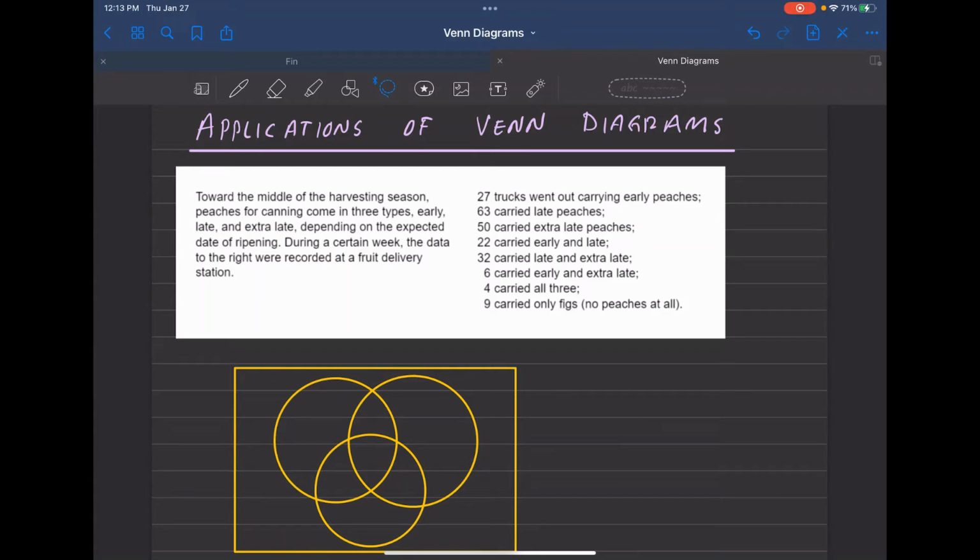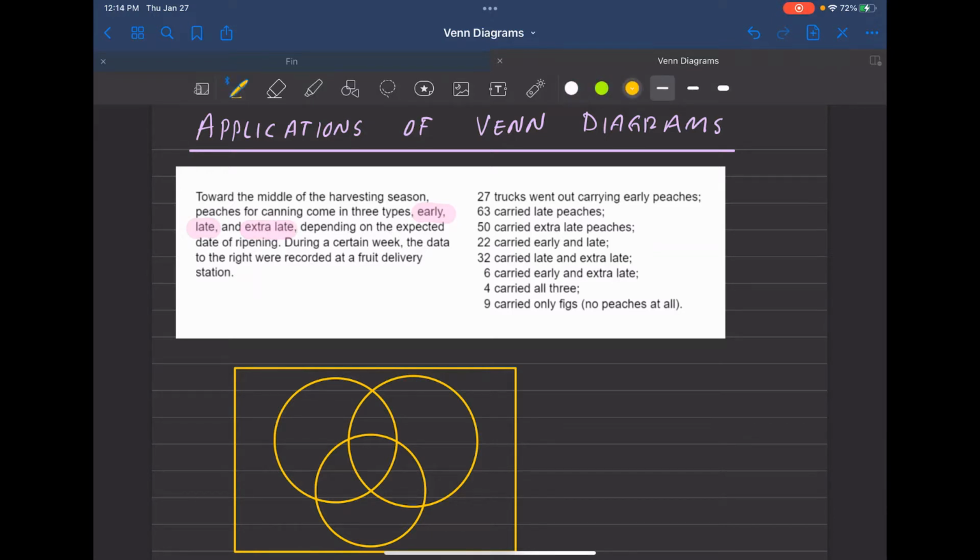Alright, so in this video we're going to do applications of the Venn diagrams. So here I have a scenario and we're going to construct Venn diagrams with 3 sets based on what's been given to us. So towards the middle of the harvesting season, peaches for canning come in 3 types. We have early, late, and extra late, depending on the expected date of ripening.